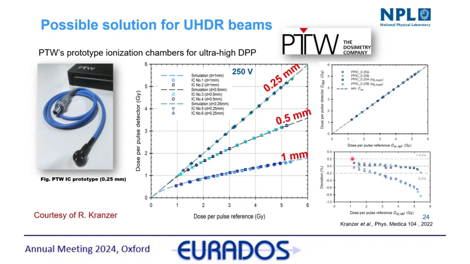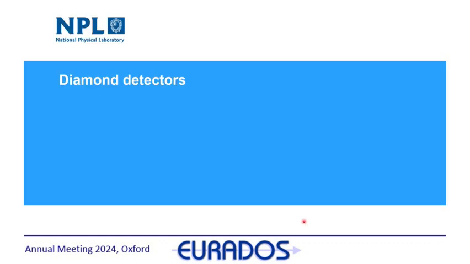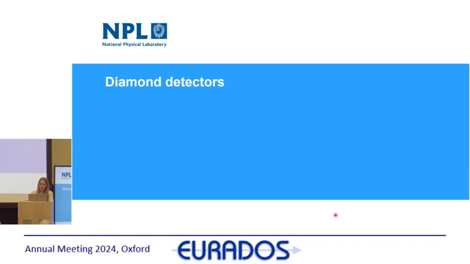And it was also demonstrated that if additionally we apply existing ion recombination correction factors, so employing the current formalism, we actually can achieve the linearity within 0.2% across this whole range of dose per pulse. So ionometry could potentially still be a method for dosimetry in flash radiotherapy, but diamond detectors as well are available.